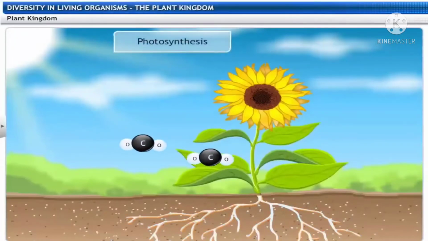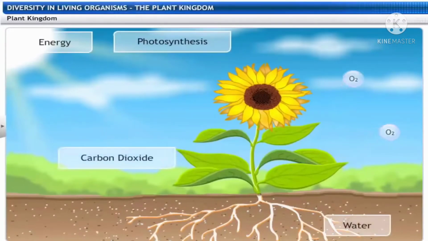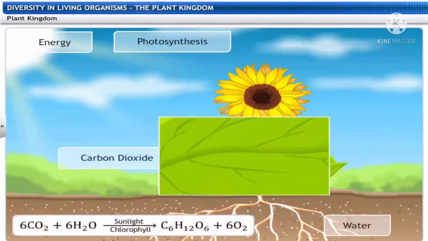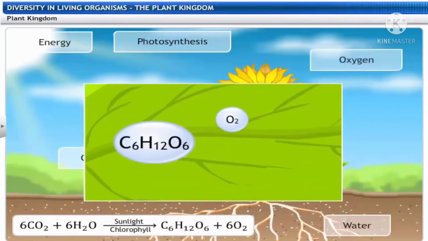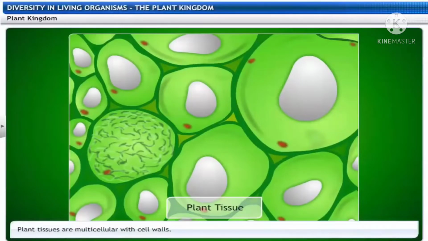Photosynthesis is the process by which plants use energy from the sun to convert water and carbon dioxide into sugar and release oxygen into the atmosphere. This is a plant tissue. As you can see, plants are multicellular and have cell walls.